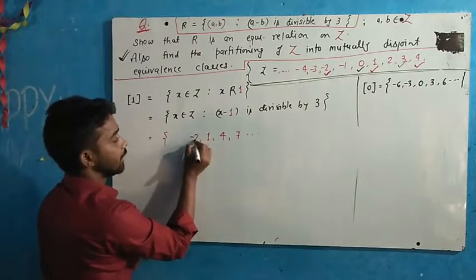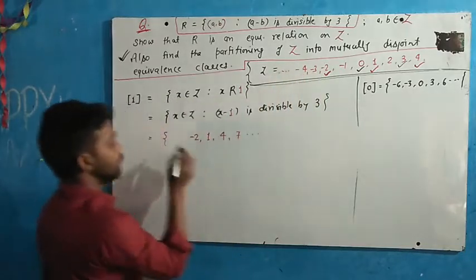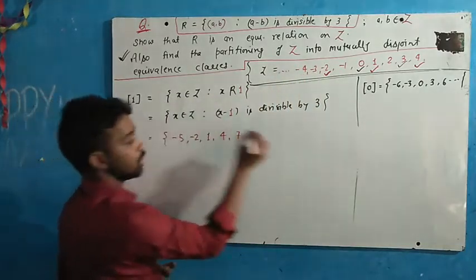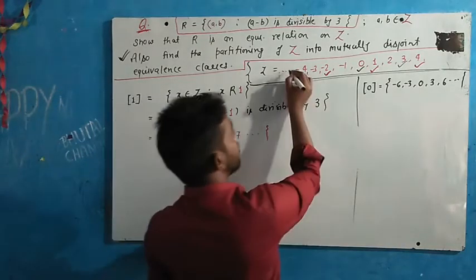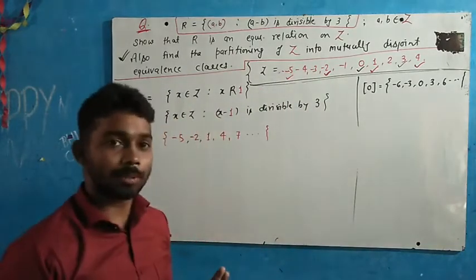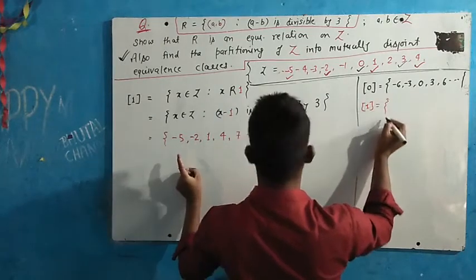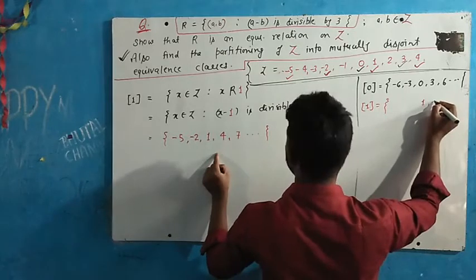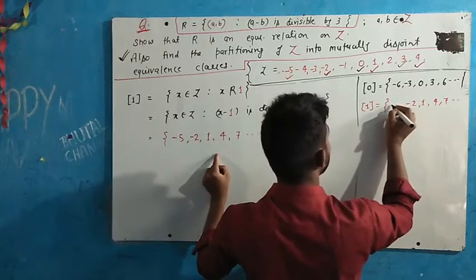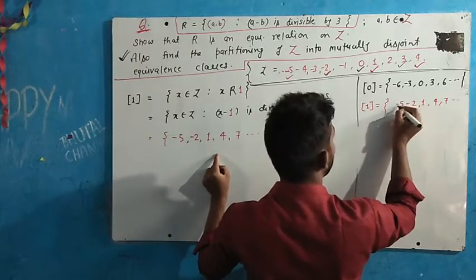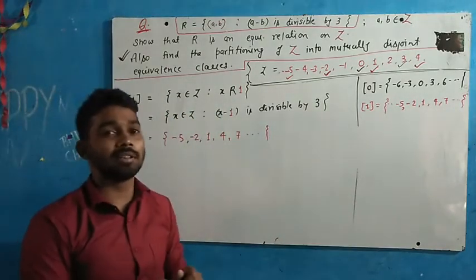So the next number is minus 2, and according to the pattern minus 3 will not be there, minus 4 will not be there. Yes, minus 5 will be there. So next is minus 5, and then dot dot dot for negative numbers. Clear? So these are the equivalence class of 1, where minus 5 is taken. Now we can write the equivalence class of 1 as 1, 4, 7, dot dot dot, here minus 2, and here minus 5, and dot dot dot. Clear?